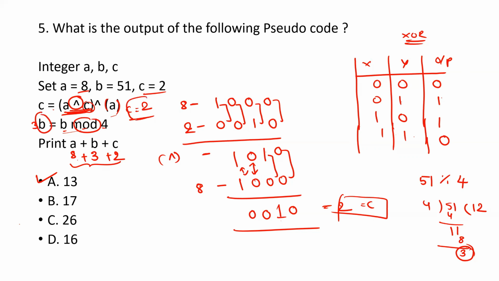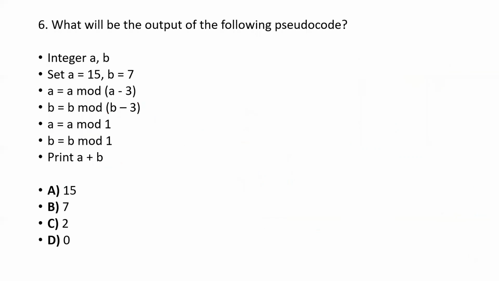So after doing these two operations, you will get C value as 2 and B value as 3, and A value is not updated. So A value will still remain 8, B value will be 3, C value will be 2. Now 3 plus 2 is 5, 5 plus 8 is 13, and you will mark it as your solution. Now we'll move on to the next question.